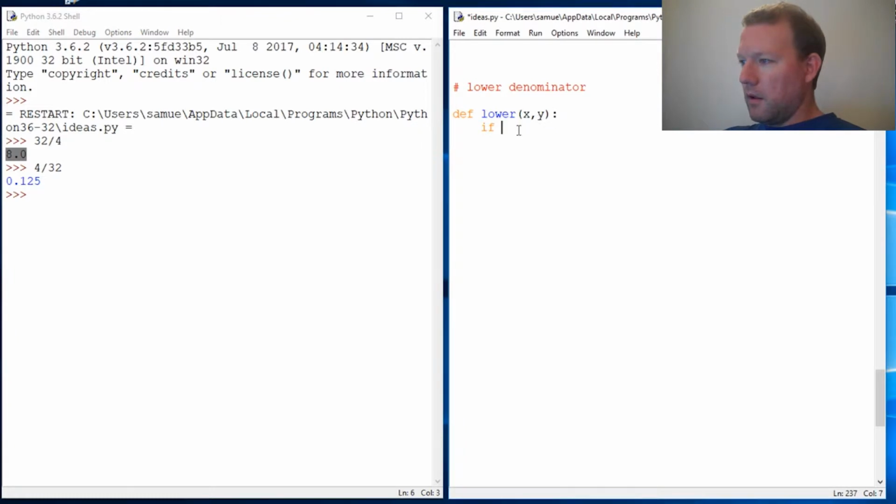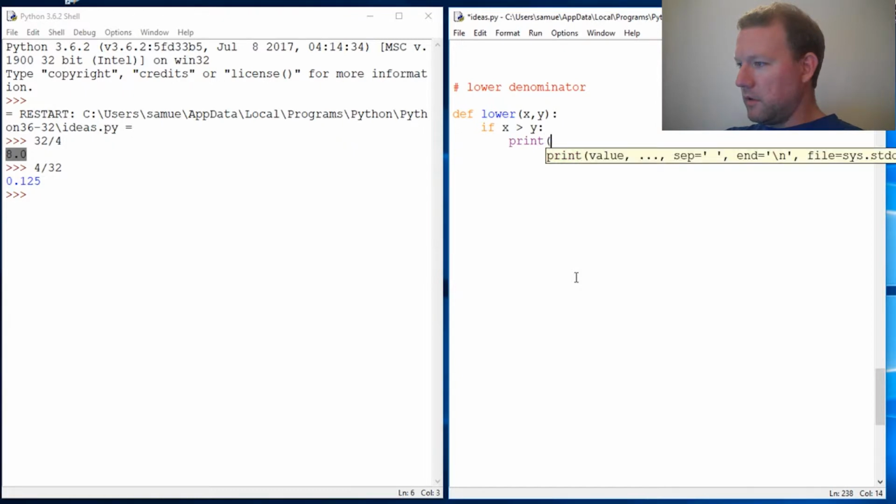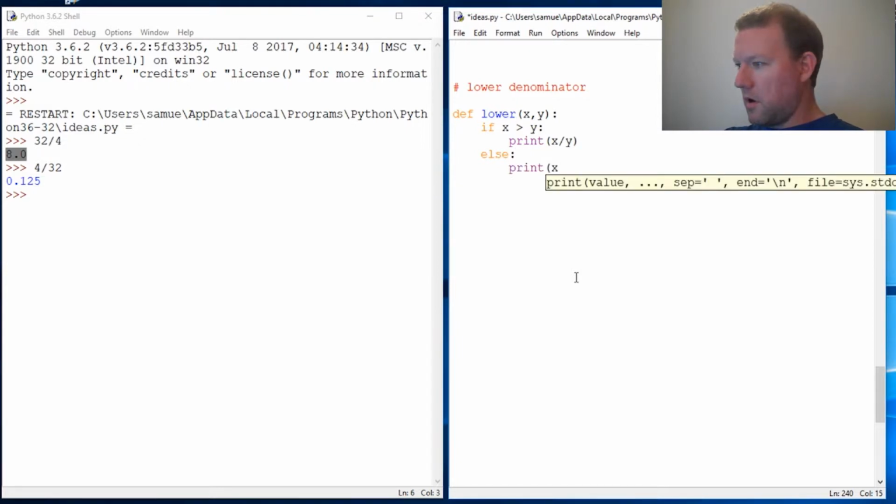So let's say, what if x greater than y, print x divided by y, else print y divided by x, right? So then we do something like this.